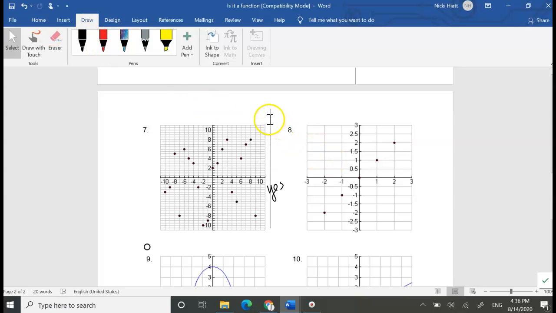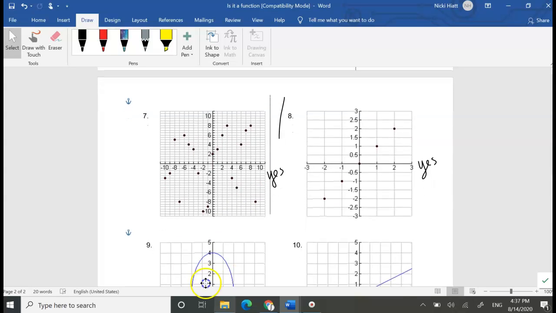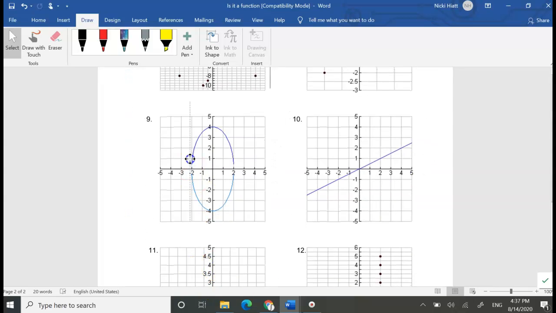For number 8, I can see very quickly right here that if I pass my line through, I'm not going to have any problems with that one. So that one is a yes. Oh, hold on. If we go down here to number 9, I don't want to do that. Come on, line. It's so sensitive. There we go. If we go to number 9, we can see here, this one is definitely not a function.